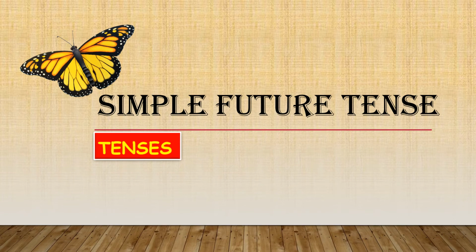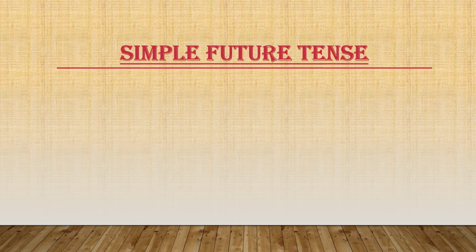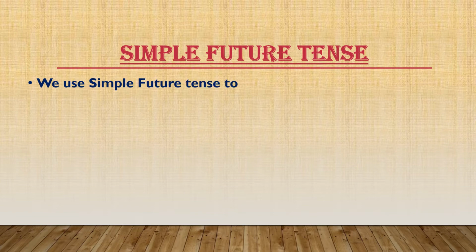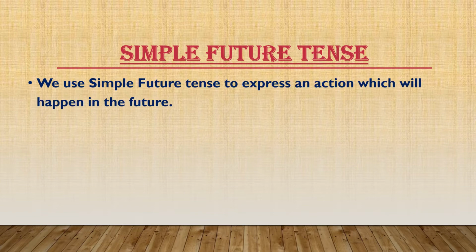Simple future tense. We use simple future tense to express an action which will happen in the future. As we all know, future tense means to talk about something that is going to happen in the future. And the simplest form of using it is in simple future tense. So whenever we wish to express something that will happen in the future, we use simple future tense.